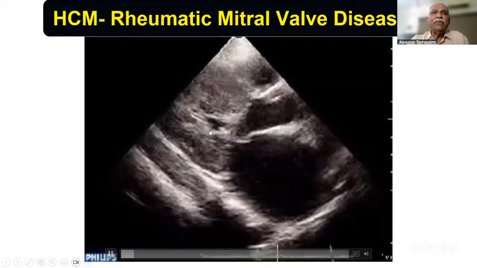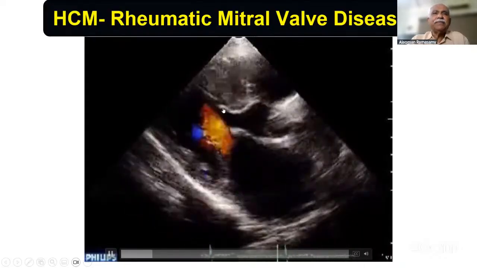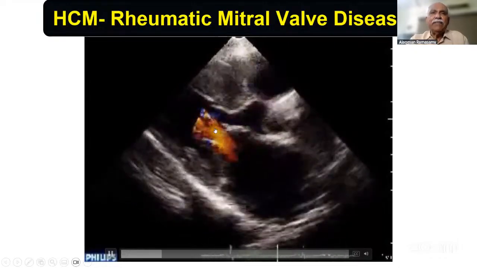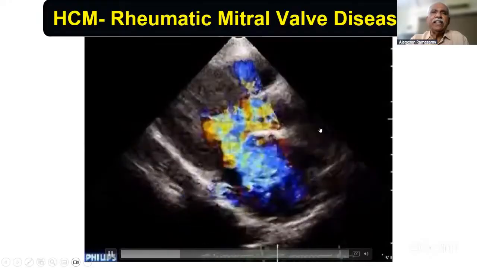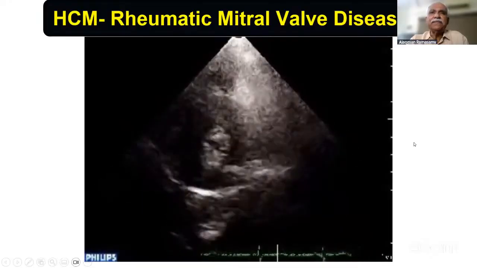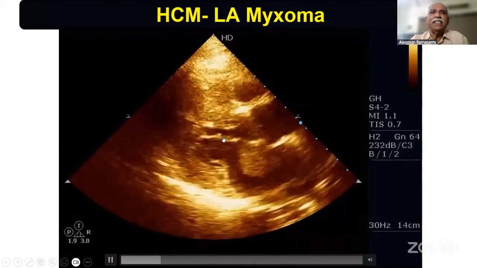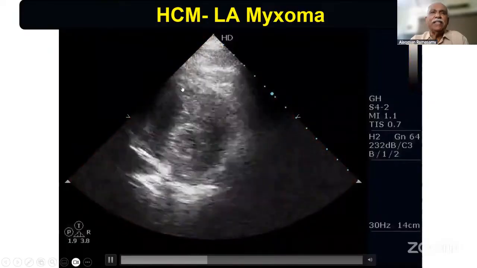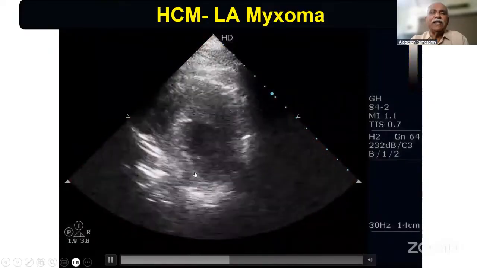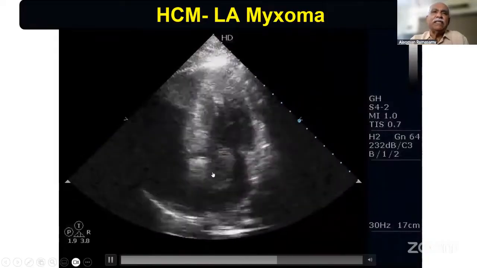This is another patient with rheumatic mitral valve disease with hypertrophic cardiomyopathy. This patient has got a mitral stenosis, mitral regurgitation, and also there is a significant left ventricular outflow obstruction. And we have seen this is a patient from Madras Medical College. You can see marked hypertrophy of the interventricular septum. The other portions of the ventricle are also mildly hypertrophied. And this patient has got a left atrial myxoma.